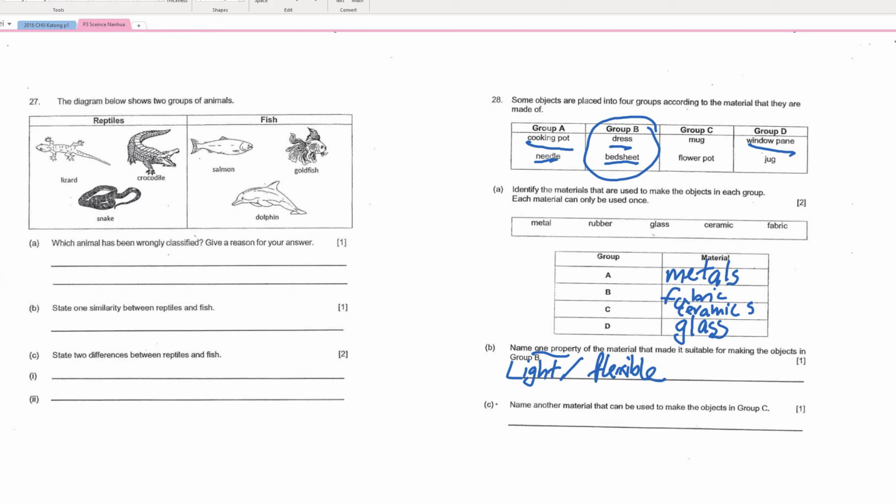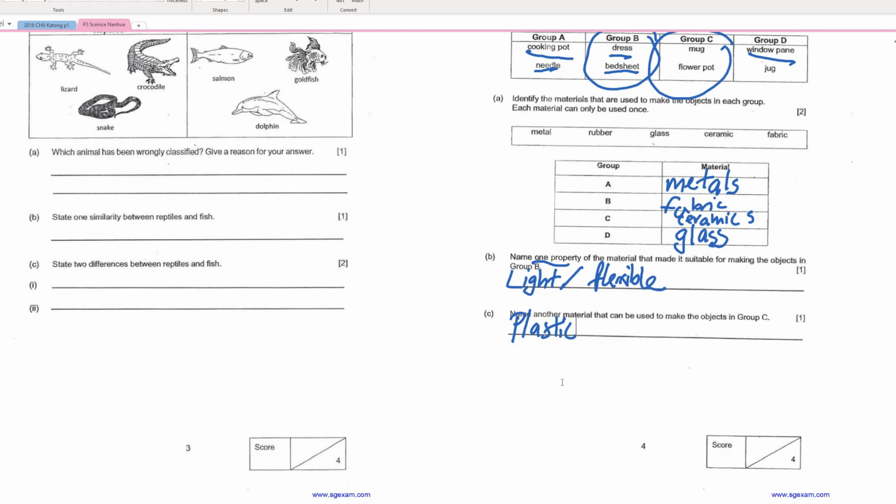Okay, let's take a look at question C. Name another material that can be used to make the object in Group C. Group C, we have the mug and flower pot. So actually, the mug and flower pot can also be made up of plastic. Why? Because plastic is light and durable and does not break easily.